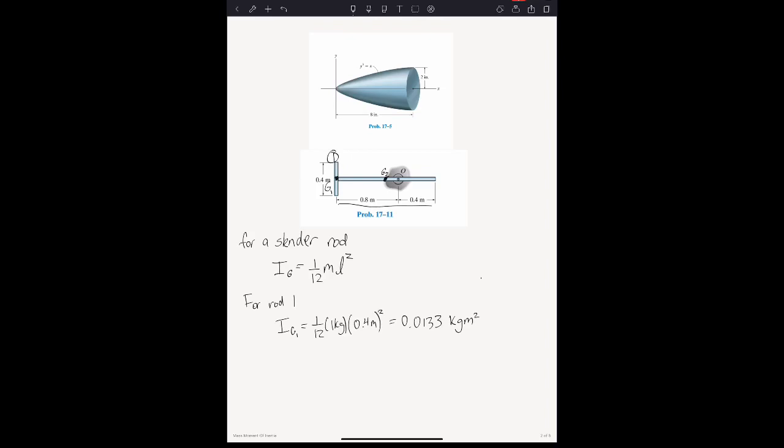And I could do it for rod 2, that's fine. I_G2 equals 1/12 times its mass, which I'll say is 3 kilograms, times 1.2 meters squared, which is equal to 0.36 kilogram meters squared.